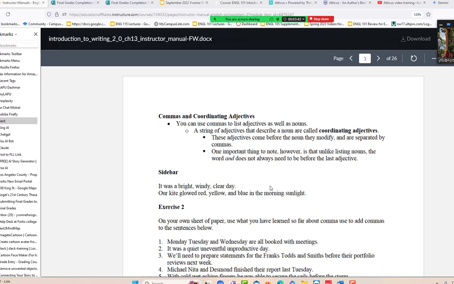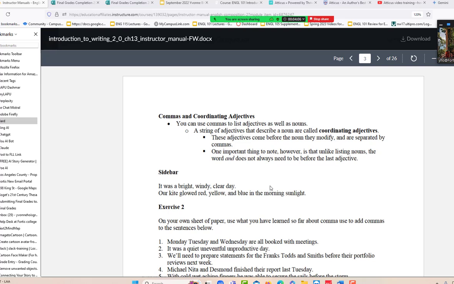Commas and coordinating adjectives. You can use commas to list adjectives as well as nouns. A string of adjectives that describe a noun are called coordinating adjectives. These adjectives come before the noun they modify and are separated by commas.